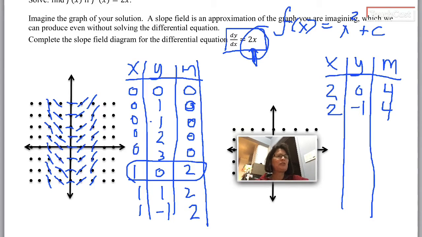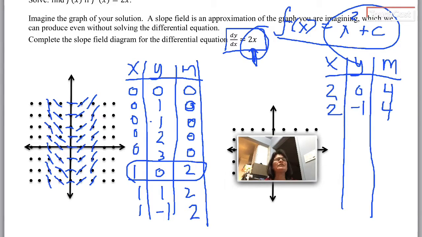We said that the solution was supposed to be f of x equals x squared plus c. So a parabola with its axis of symmetry at the y-axis, but maybe shifted up or down, we're not really sure. We don't have enough information. But when you look at the slope field diagram that you've drawn, don't you get the feeling that you have a picture of a bunch of parabolas that are getting shifted up and down the y-axis?